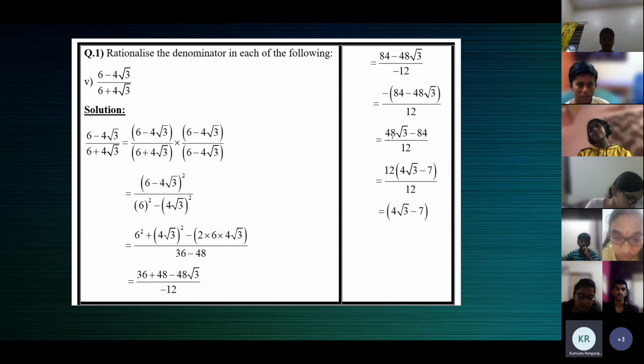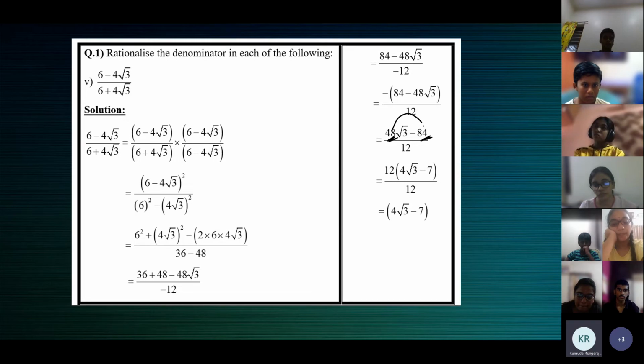It is 12. That is what is common between 48 and 84, 12. 12 fours are 48, 12 sevens are 84. The HCF of 48 and 84 is 12. So bring out the common factor.